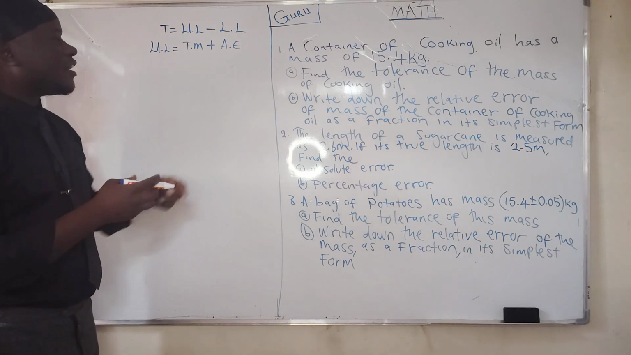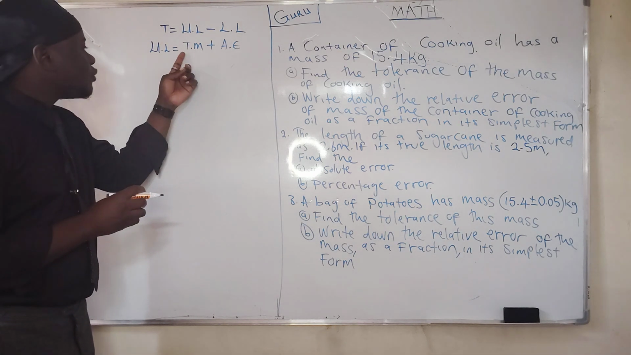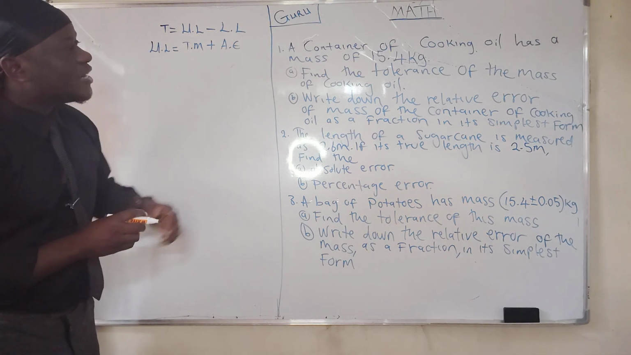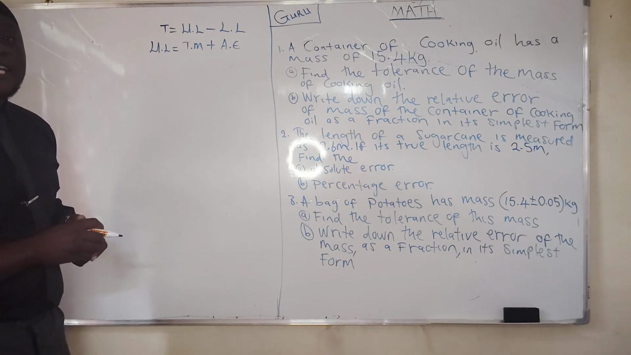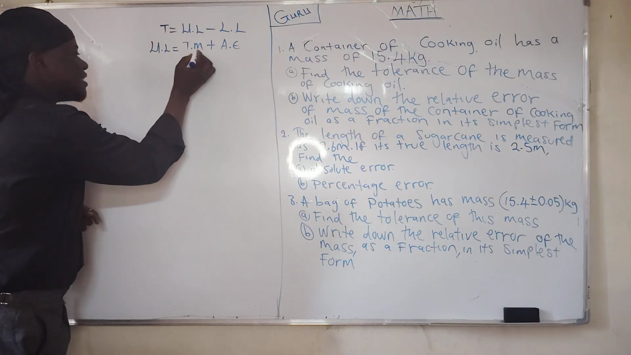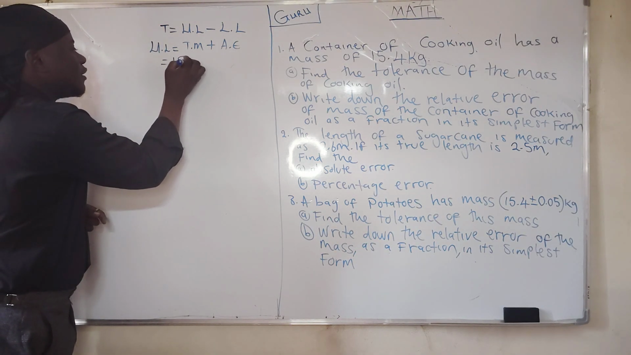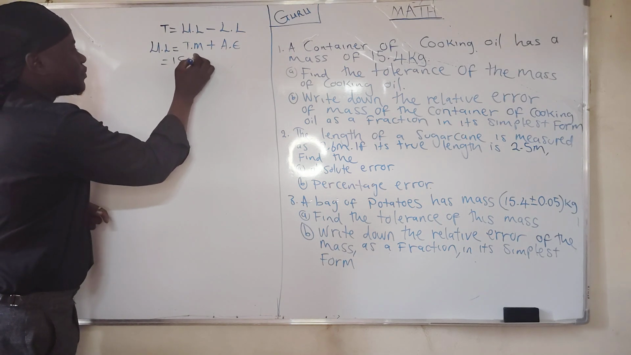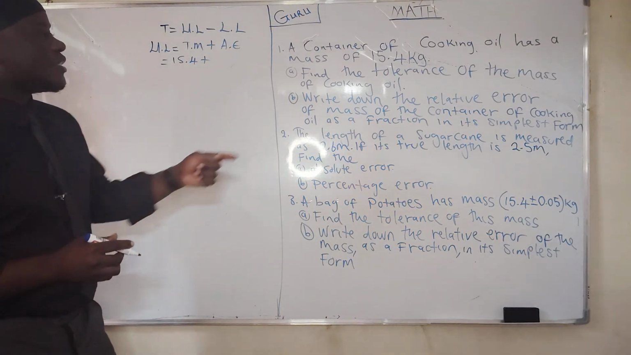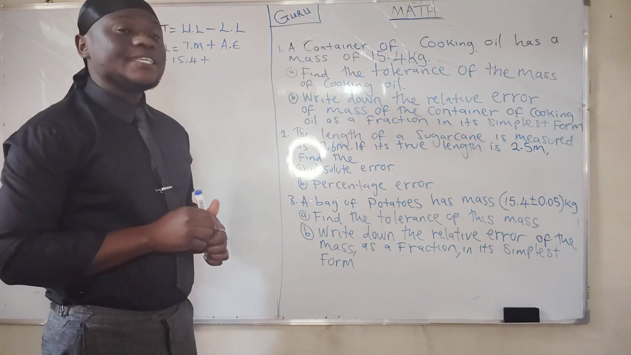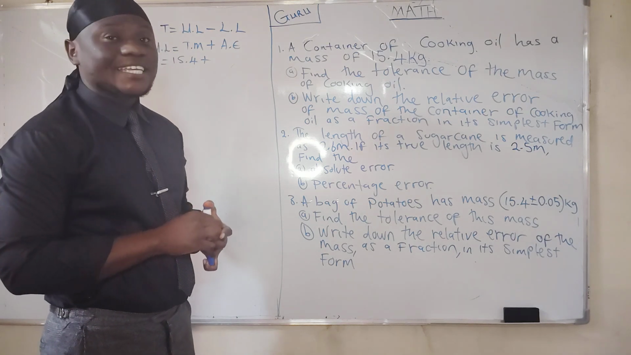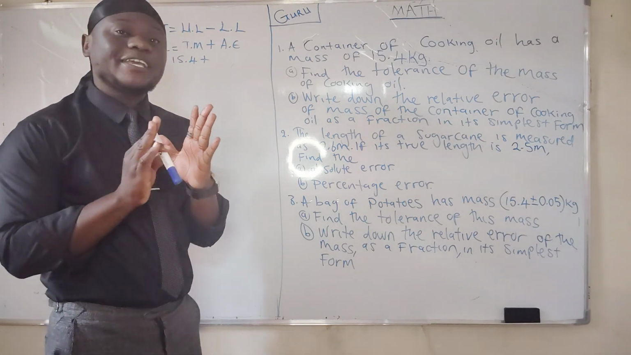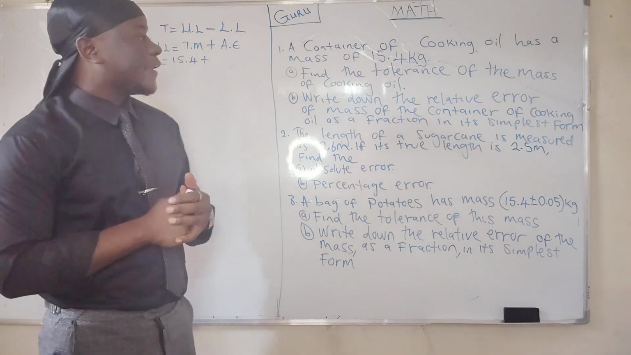Then absolute error you will find. Now, true measure in this question is 15.4 kg. So where there is TM here, you put 15.4 plus absolute error for this. Then it's this part now which is a bit tricky. So long as you are able to know how to find absolute error, then you are okay.